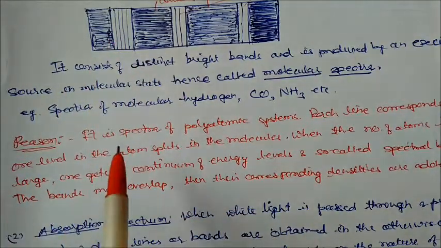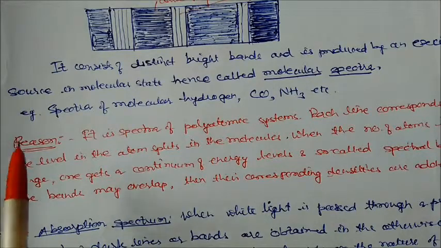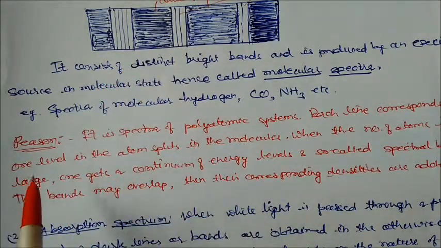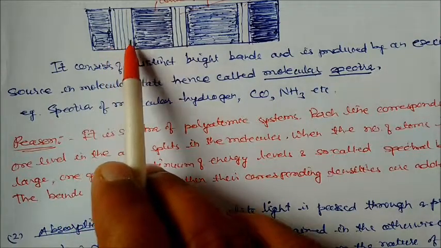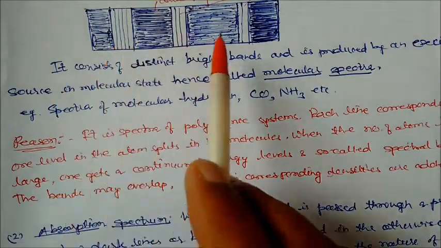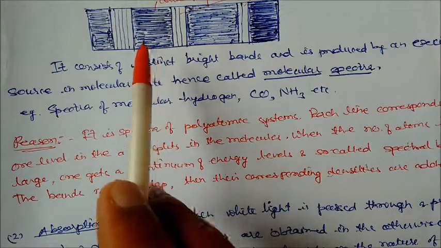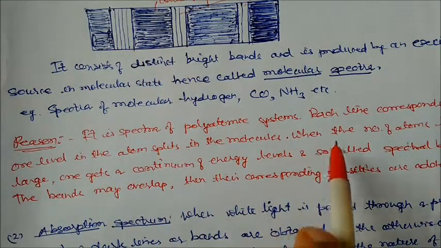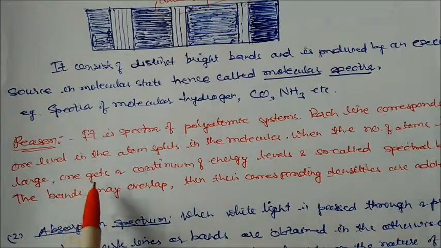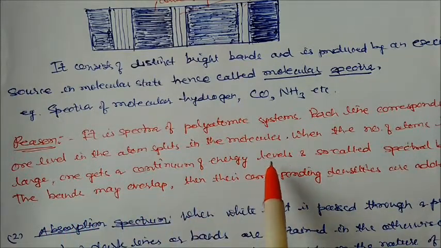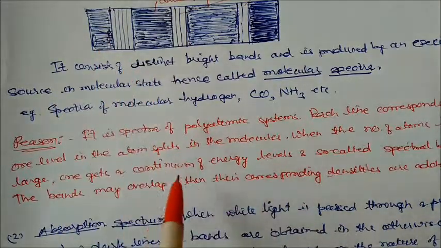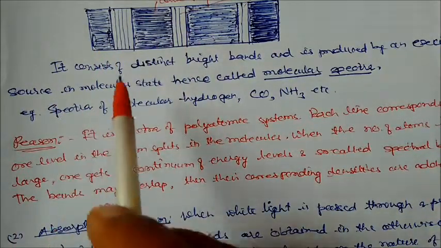As per the previous emission spectrum, we have seen a continuous band with continuous wavelengths. Similarly here some wavelengths are there, but this is produced by molecules, not by atoms. So one level in the atom splits in the molecules. When the number of atoms is large, we get continuous energy levels and so-called spectrum lines. So large atoms means large spectral lines, and these bands may overlap.